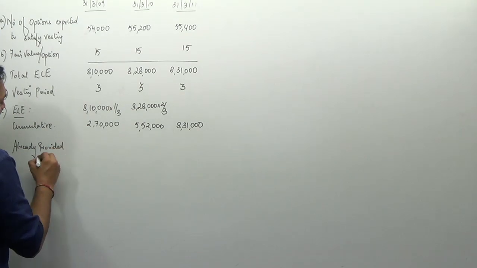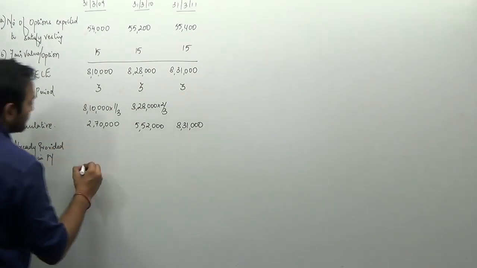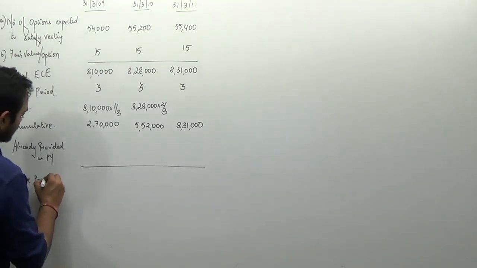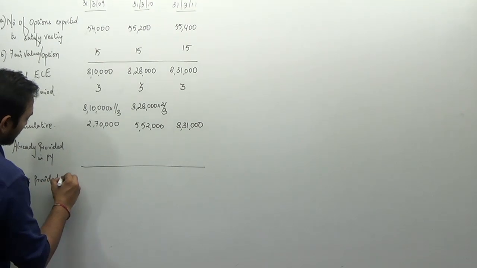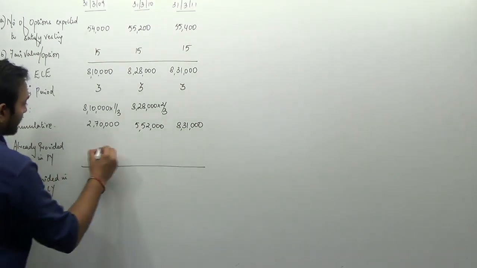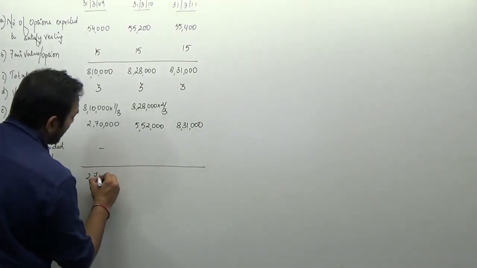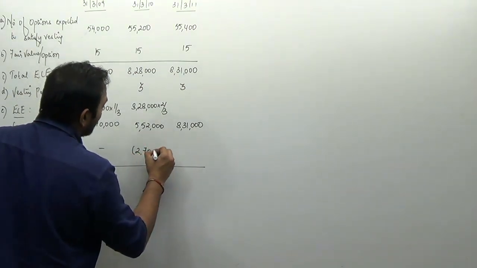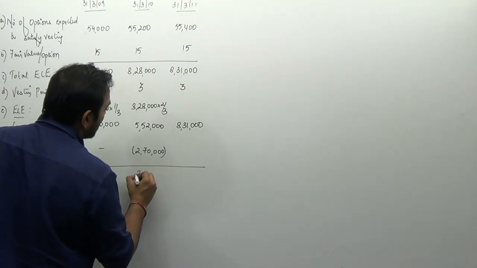Already provided in previous year, strike a balance, you will get what is to be provided in current year. First year nil already provided, so to be provided in current year is 2,70,000. For the second year, 2,70,000 already provided in the previous year, so what is to be provided is 2,82,000.